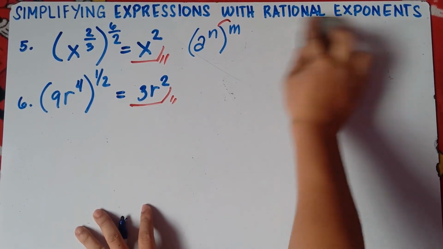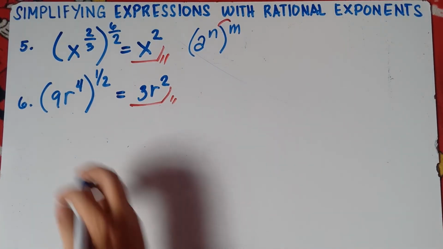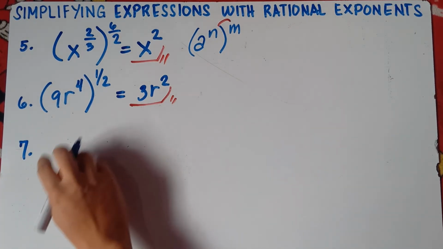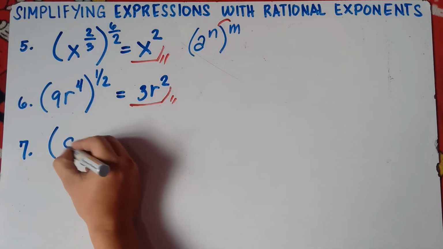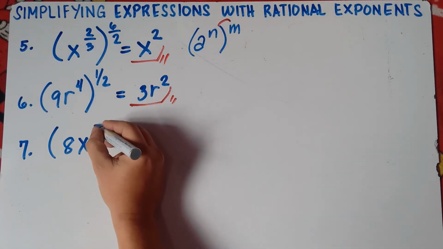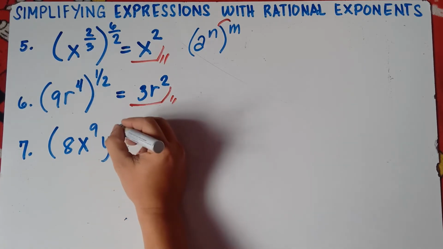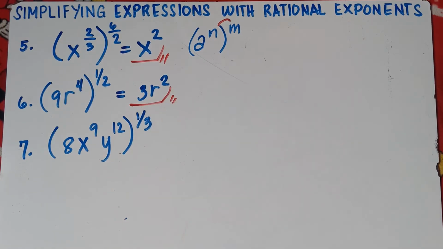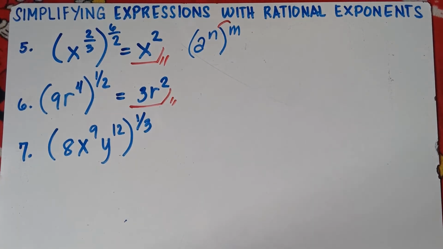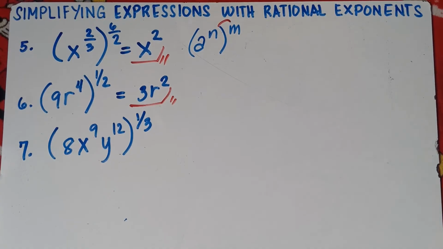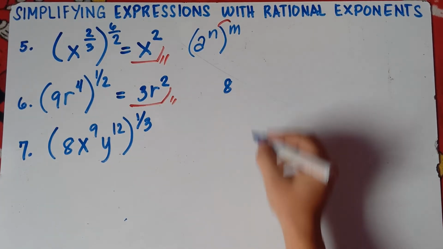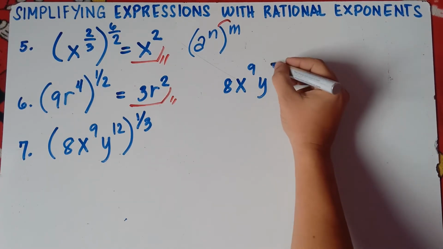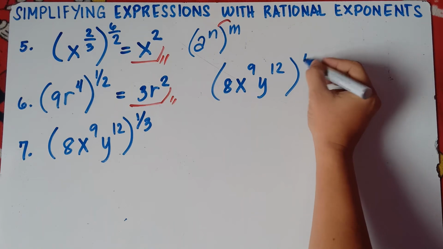Alright, so let's try the last 2 examples. Let's try this one. What if we have the quantity 8x raised to the power of 9, then y raised to the power of 12, quantity raised to the power of 1/3? How will you answer this one, class? Let me copy the equation: 8x raised to the power of 9, then y raised to the power of 12, quantity raised to the power of 1/3.